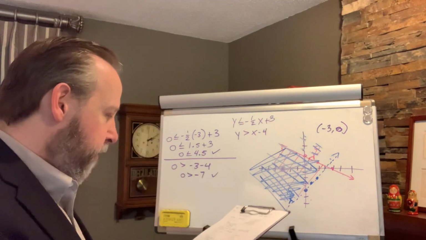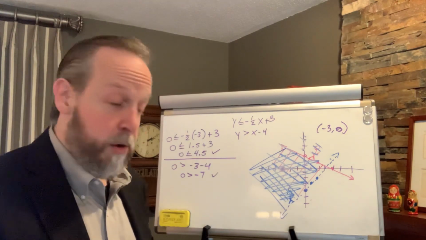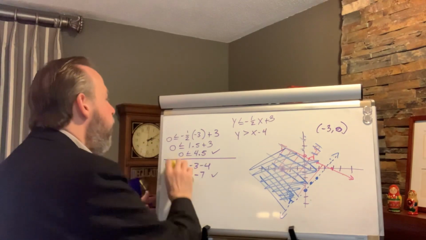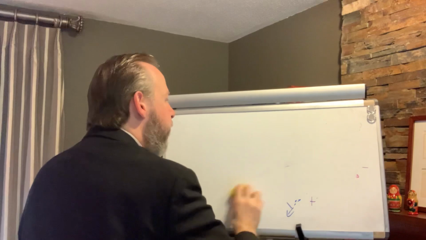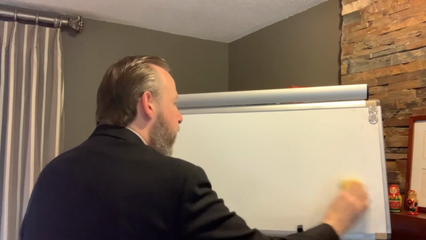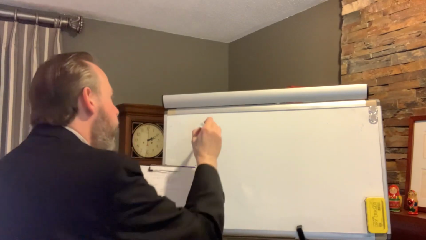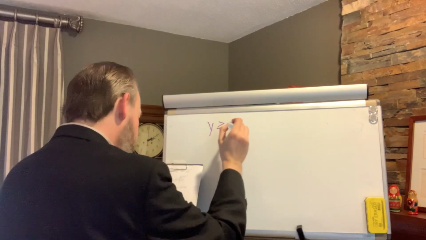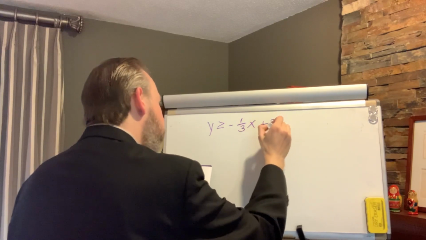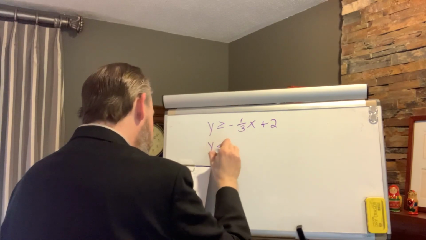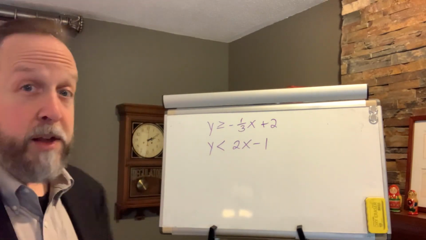All right. So I'm going to give you just one problem to check on your own, okay? So let's look at the one problem that you have to solve and check. I think that's pretty fair. Y is greater than or equal to negative 1/3 x plus 2. Y is less than 2x minus 1. It's your only homework assignment.